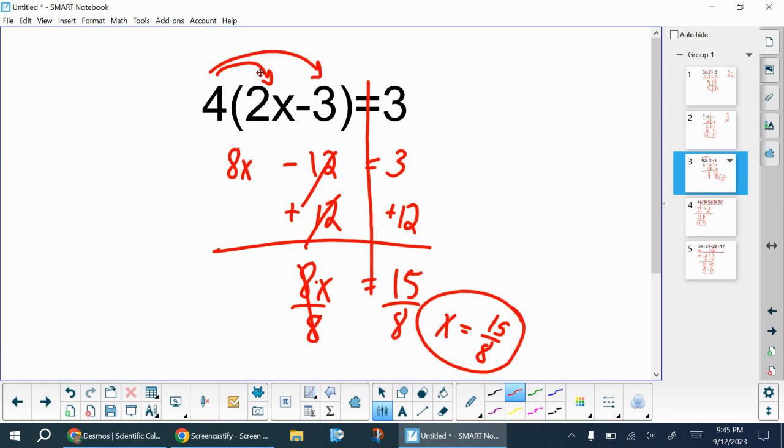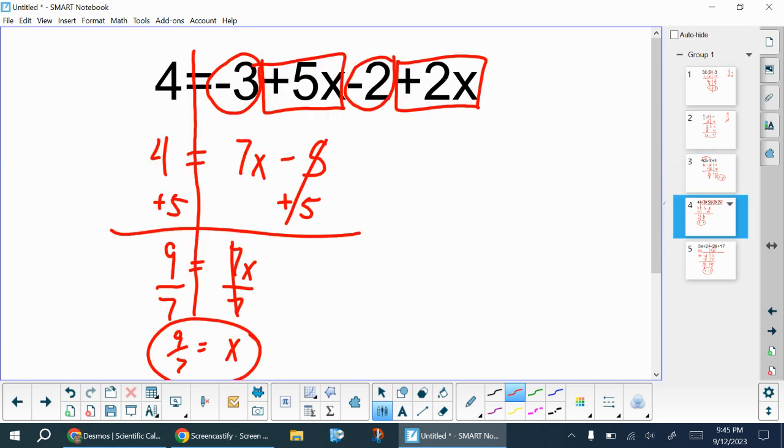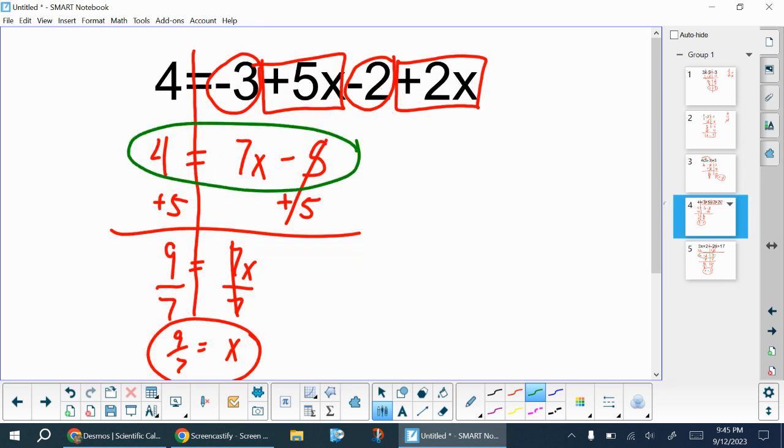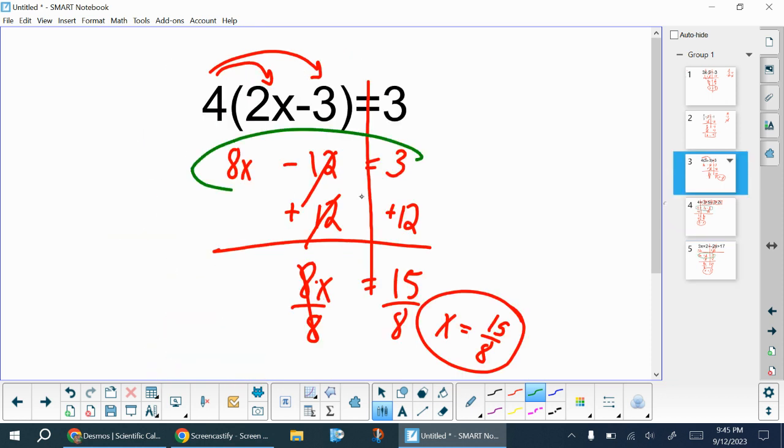You might have to simplify first. You might have to get rid of a variable on one side, but every single time you are going to end up right there at a two-step equation. And when you get to that, you should be home free because you've practiced two-step equations a whole lot.